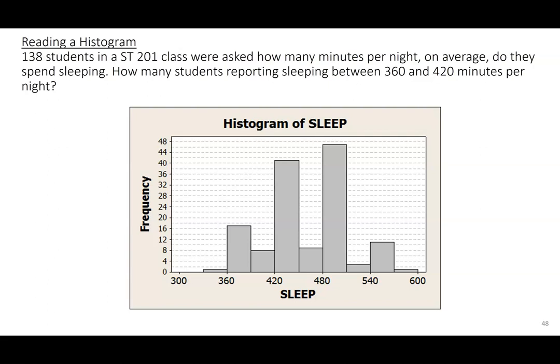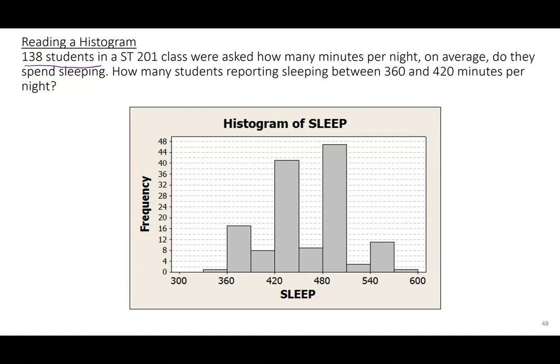Okay, and to finish up here, we have a few more slides. We want to be able to read a histogram. So if we give you a histogram, we want to be able to answer questions regarding counts and proportions. So here, we have 138 students in a ST201 class.